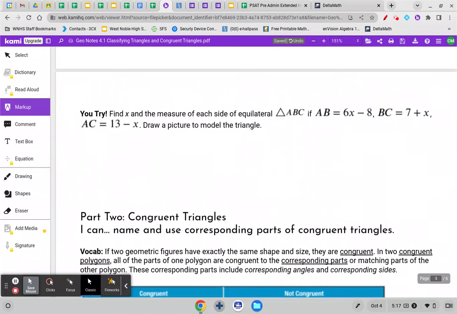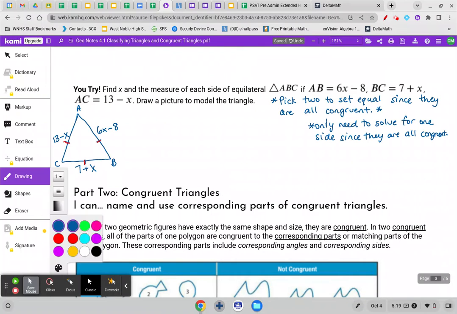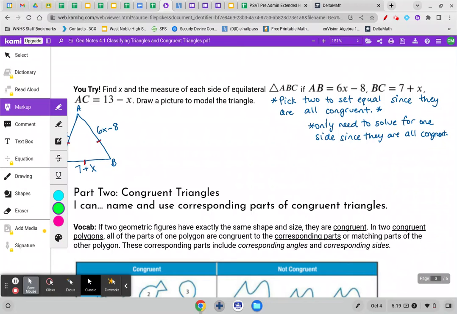You guys go ahead and try this next one. It is an equilateral triangle this time, and I want you to draw a picture to model the triangle. Okay, before I solve, I want to show you my picture. So I do have an equilateral triangle. That means all the sides are the same length. And I labeled A, B, C on each vertex, and then I wrote in where each function went. So like 6x minus 8 is AB, so I wrote that there. Same thing with BC and AC.